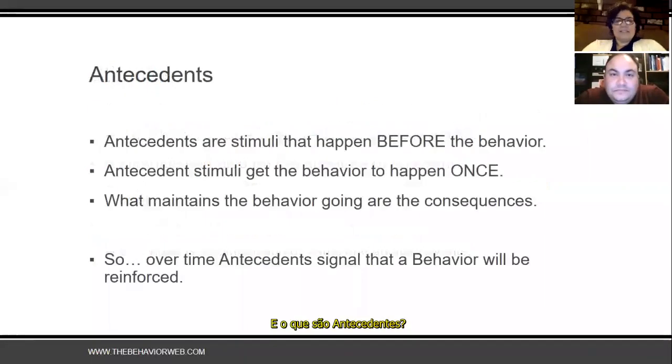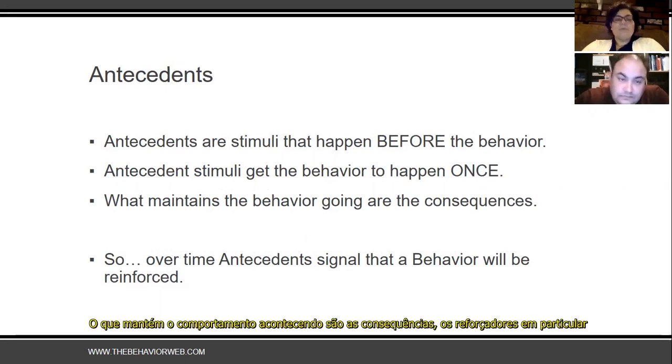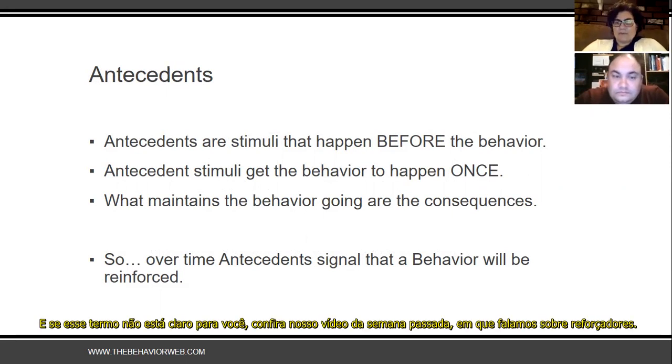So, what are antecedents? Antecedents are stimuli that happen before a particular behavior. Antecedent stimuli get the behavior to happen once. Now, what will maintain the behavior going are the consequences, particularly the reinforcers. And if you're not clear on that term, check out the other video that we have from last week that talks about reinforcement. So, over time, antecedents will signal a behavior that will be reinforced.